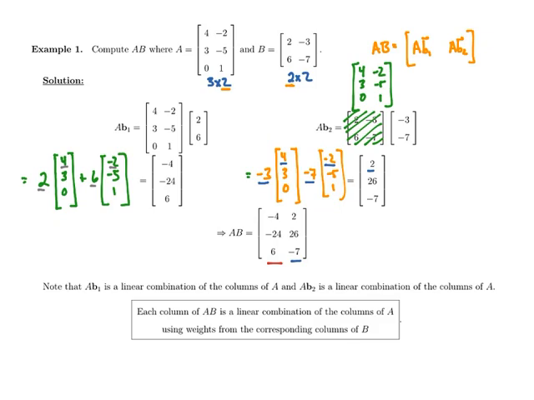So our product A times B is coming from our definition of matrix-vector multiplication. And note that AB1, the first column of AB, is a linear combination of the columns of A, and AB2 is a linear combination of the columns of A. So we can say that each column of AB is a linear combination of the columns of A using weights from the corresponding columns of B.